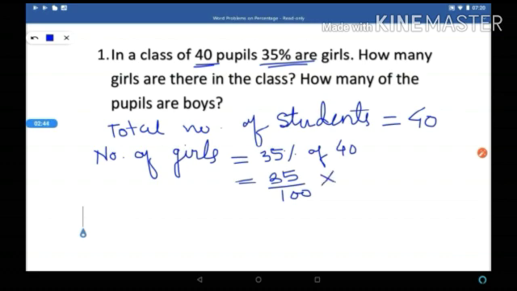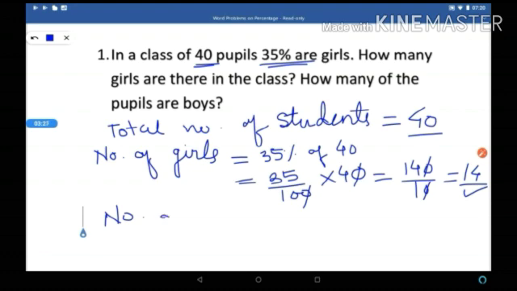Cancel zeros in 40 and 100. We can multiply 35 into 4, which is equal to 140 by 10. Cancel 0, 0, 14. Number of girls is equal to 14. Now we want the number of boys. If you subtract girls from the total number of students, we'll get the boys' strength. Therefore, number of boys is equal to 40 minus 14, which is equal to 26. Therefore, there are 14 girls and 26 boys.